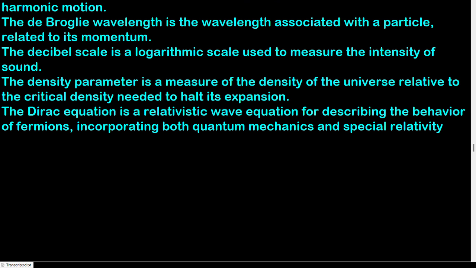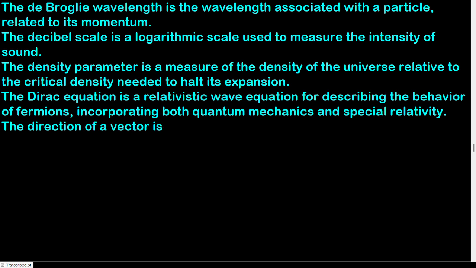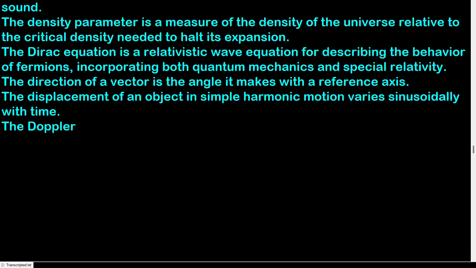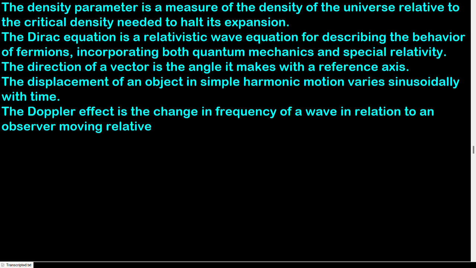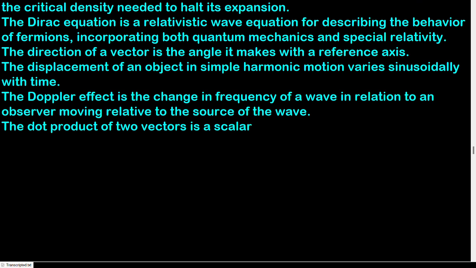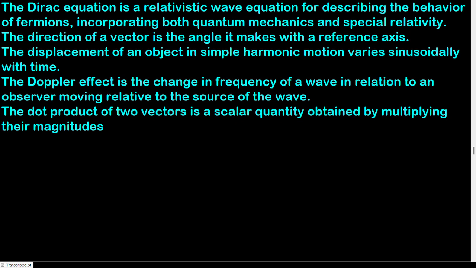The direction of a vector is the angle it makes with a reference axis. The displacement of an object in simple harmonic motion varies sinusoidally with time. The Doppler effect is the change in frequency of a wave in relation to an observer moving relative to the source of the wave. The dot product of two vectors is a scalar quantity obtained by multiplying their magnitudes and the cosine of the angle between them.